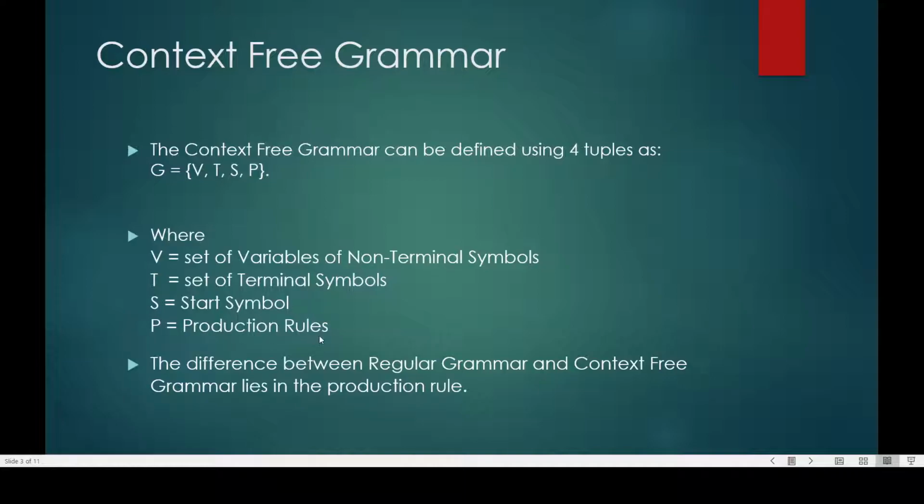P are the production rules. What production rules mean is that they define the grammar and the grammar in turn defines the language. So the difference between regular grammar and context-free grammar is these production rules only.